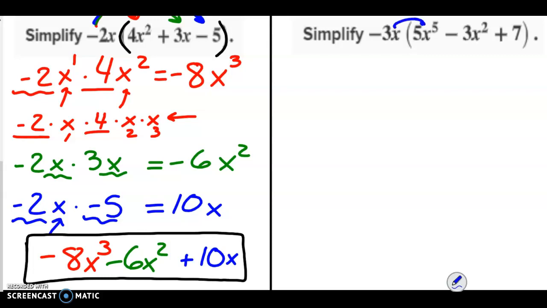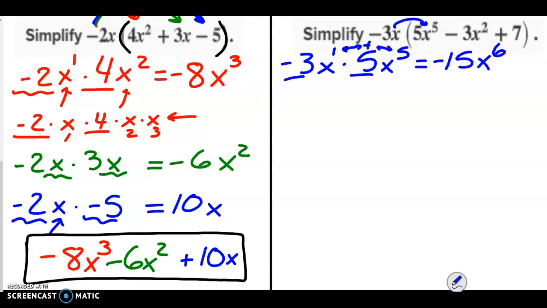Okay? Negative 3x times 5x to the fifth. So we're seeing a little bit different exponents here. Negative 3 times a positive 5 is going to be negative 15. And then 1x times 5 more x's, remember we add these, 1 plus 5, there's 6 total x's being multiplied there. So we're going to have negative 15x to the 6th.